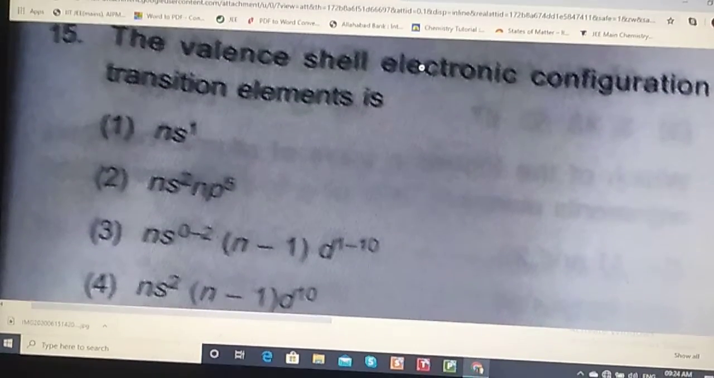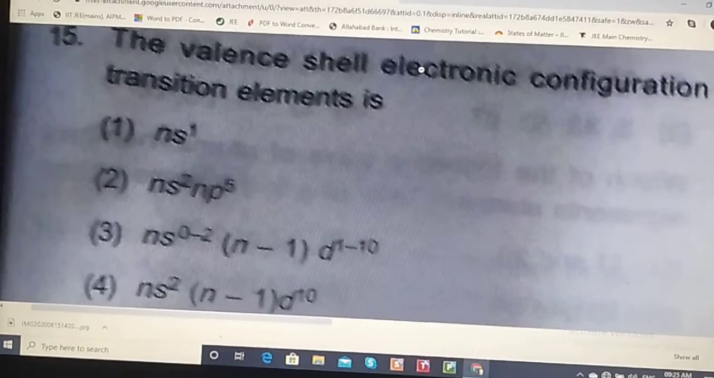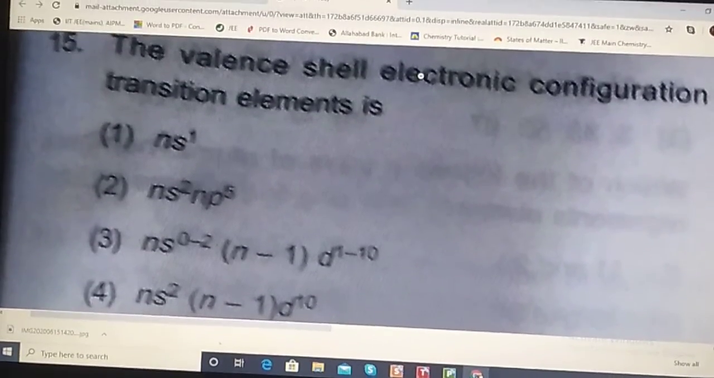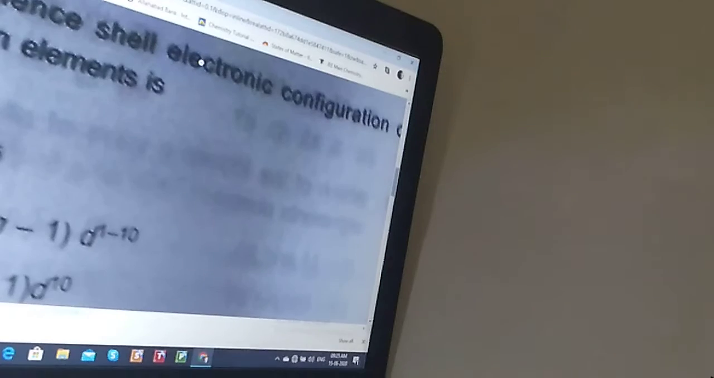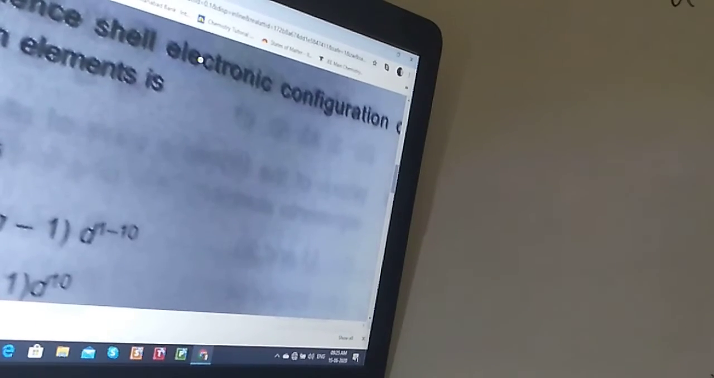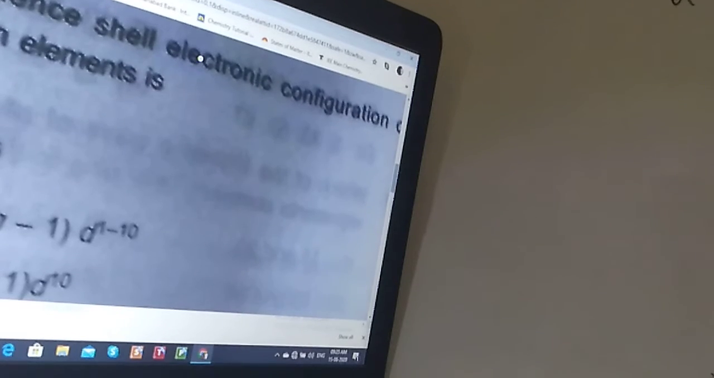Student, for the d block element, that is the transition element, we have already discussed the general electronic configuration of the d block, f block, and s block elements. So when you are going for the transition element, what you will find here, let us check out.